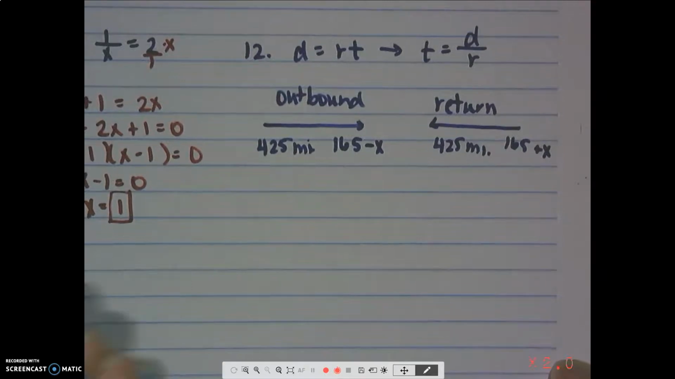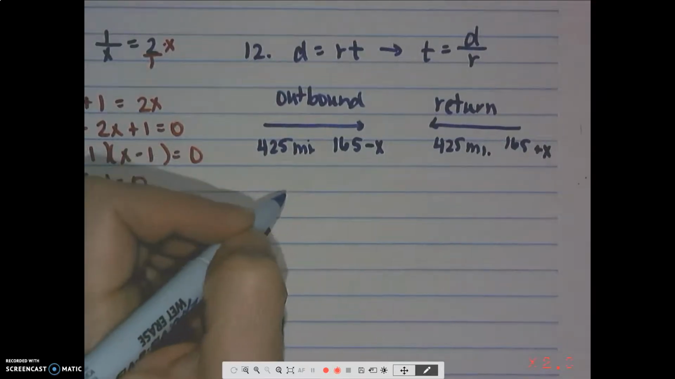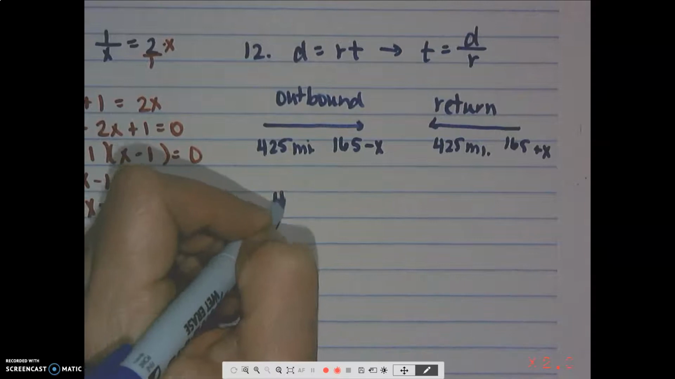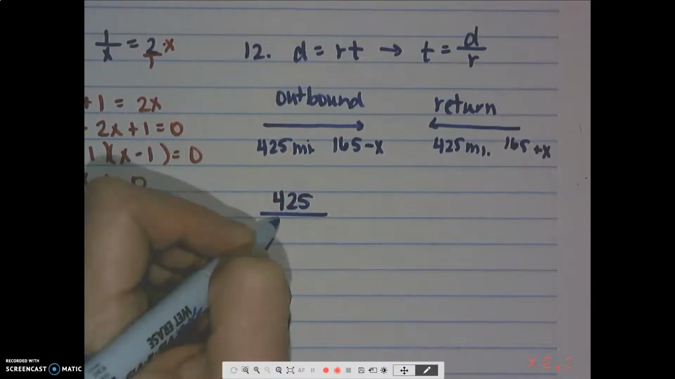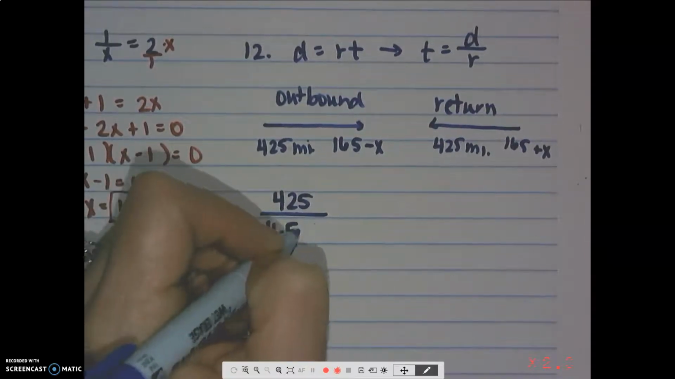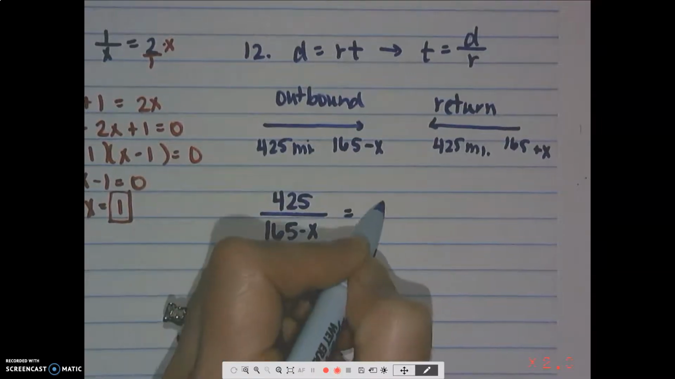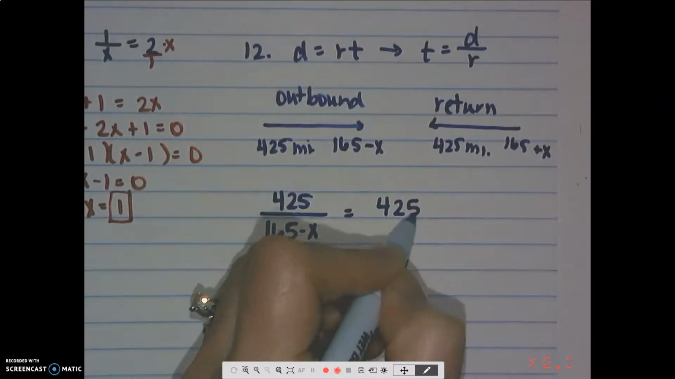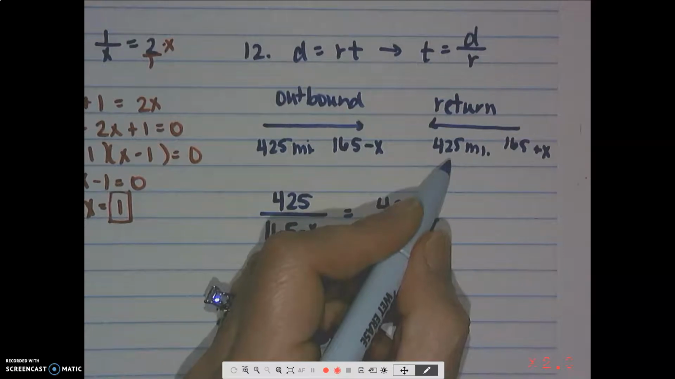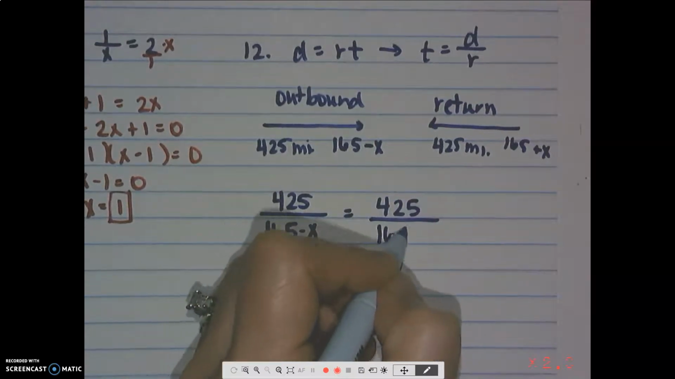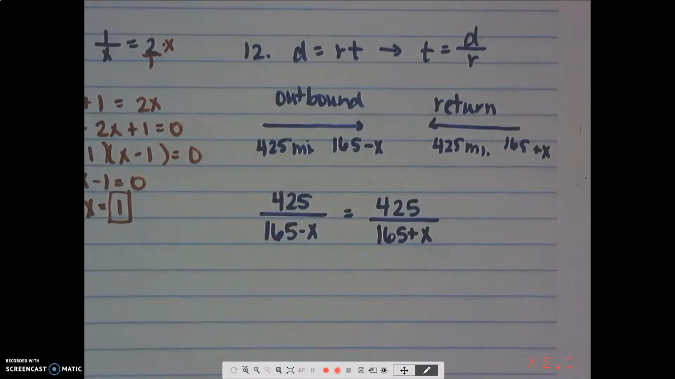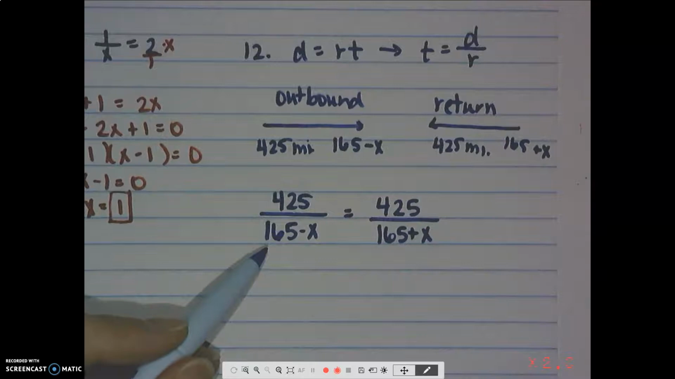Okay? So our outbound trip, if we're doing distance divided by rate, we have 425 over 165 minus X. That's equal to the return trip, which is 425 miles divided by our speed of 165 plus X. Now, one of these, the outbound trip, takes 1.2 times as long as the return.